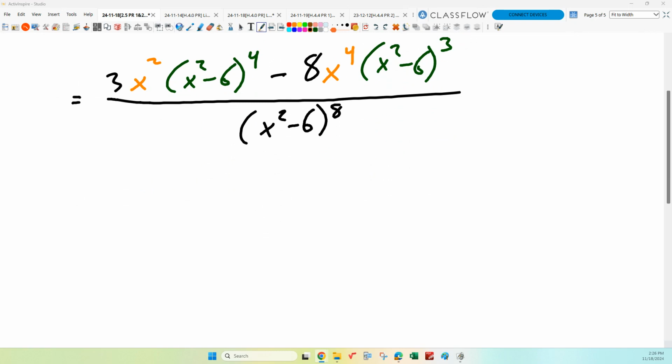Okay, so I kind of color-coded this already. We see two different powers that have like bases, agree? Right, so we factor out the least common powers of our like bases. So what's that give us out front? X squared, we can take out an x squared. And what power of x squared minus 6? Third.